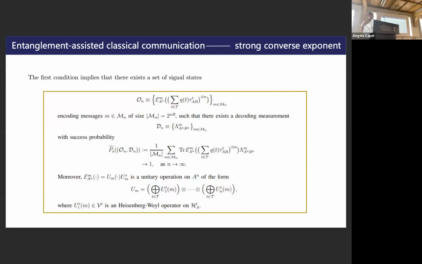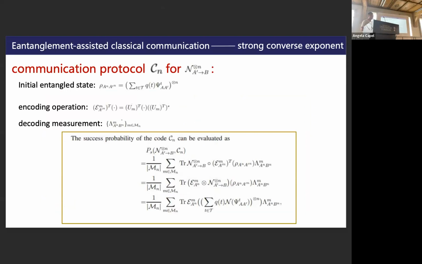And the encoding operation in this signal state can be chosen as in this form. The proof of this conclusion is similar to the proof of the Tuebingen capacity. And we can construct an entanglement-assisted classical communication protocol based on the above protocol.